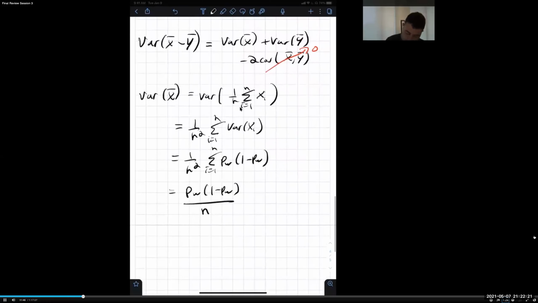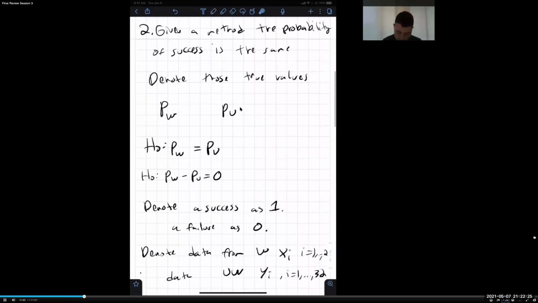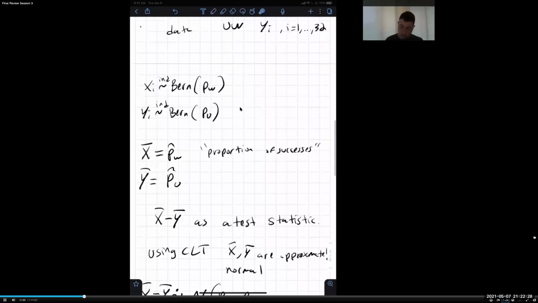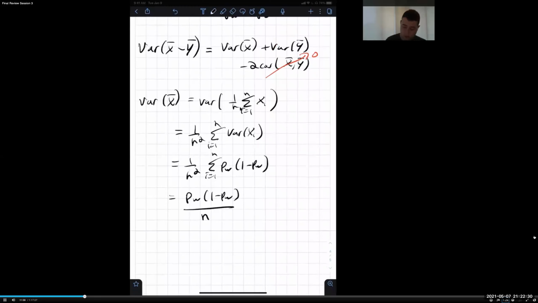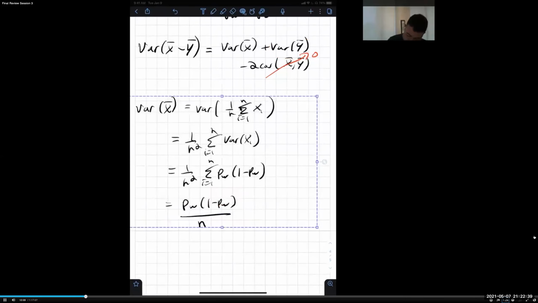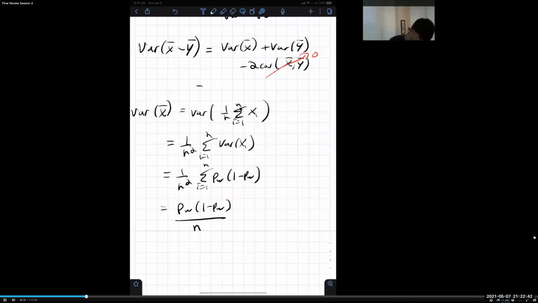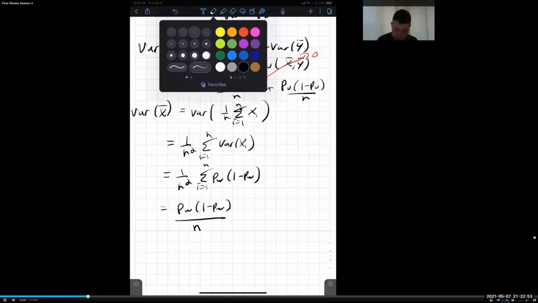And then obviously, we also need to compute the variance of y bar. I think I said it's n, right? Yep. So at this point, we're just going to compute the variance of y bar, which is the exact same computation, but we switch the p and we switch the n for an m. So I'm just going to shift this down here. We have that this is just going to be equal to pu times 1 minus pu over m. Okay, and that's that.